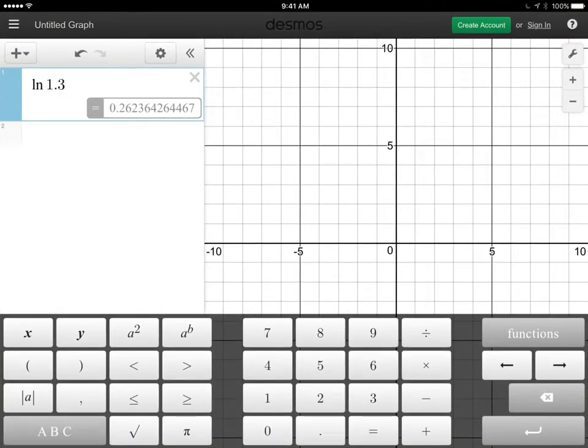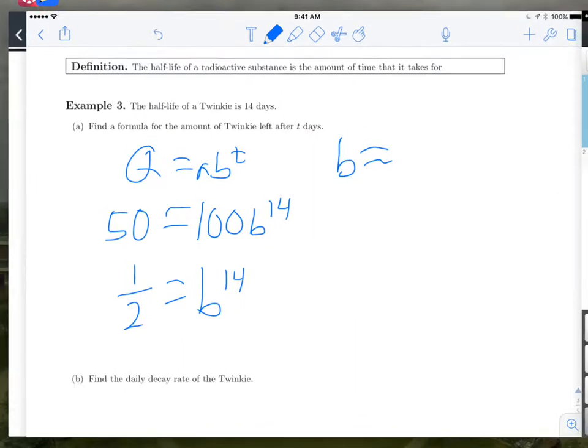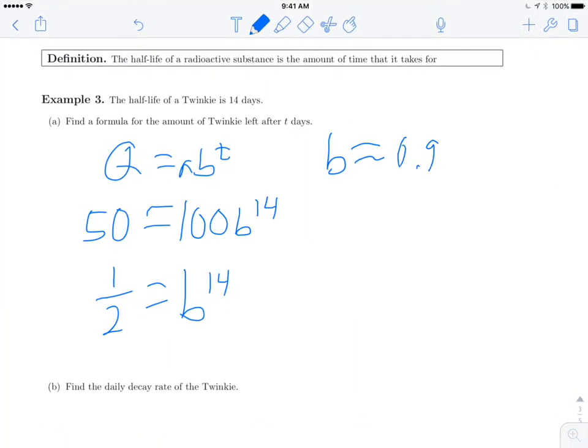The 14th root is better done in Desmos, so I'm going to do 1/2 to a fraction power, 1 over 14. That's the 14th root. We get 0.9517. So I have almost a 5%, not quite, decay rate here.